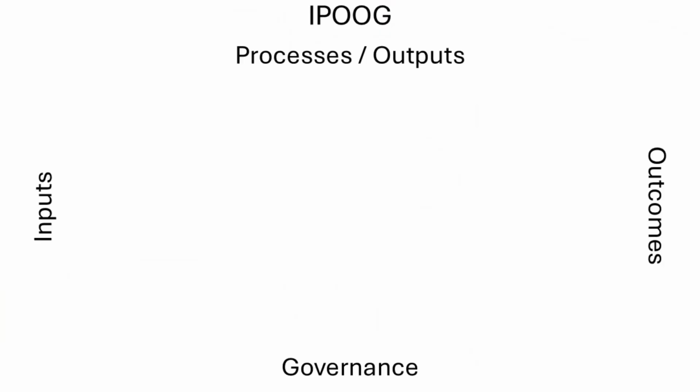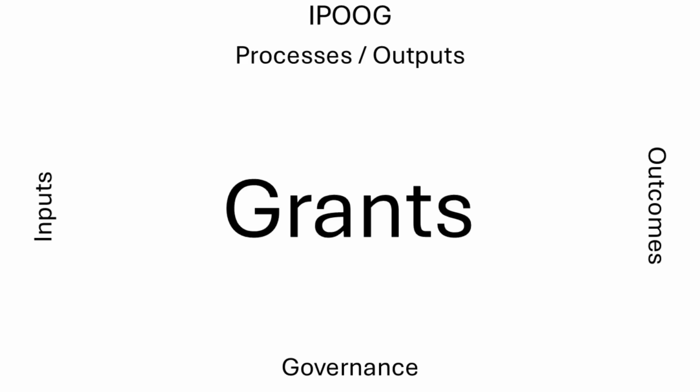IPOG stands for Inputs, Processes, Outputs, Outcomes, and Governance. It is a way for nonprofits to think about their organization. It is a tool to help a nonprofit board focus in on one area at a time. For example, grants. While grants are a type of input, they also rely on the rest of the IPOG.